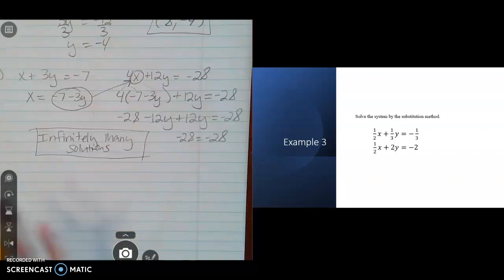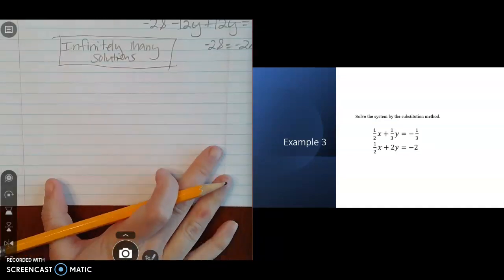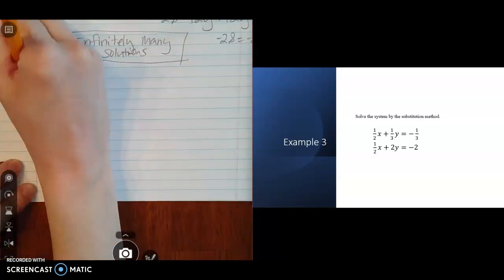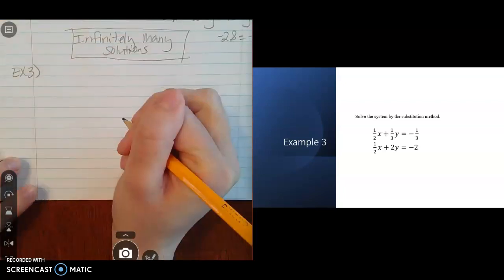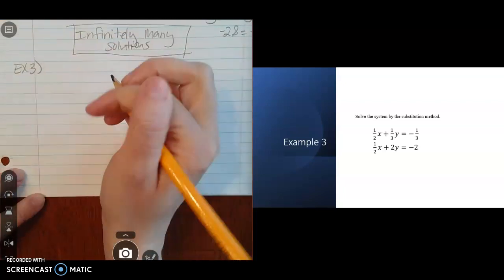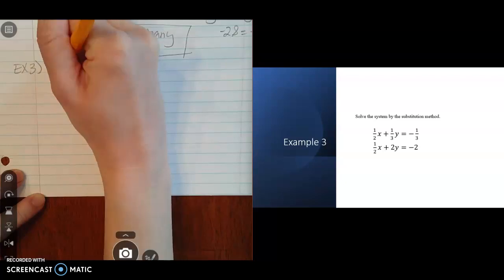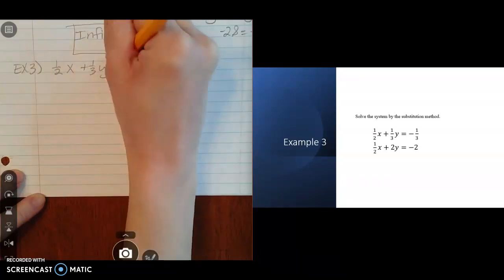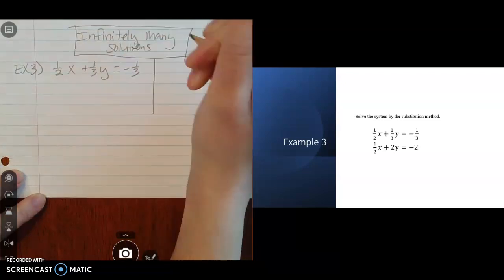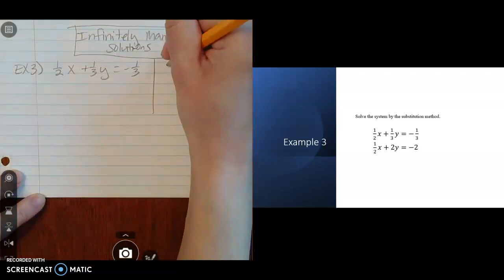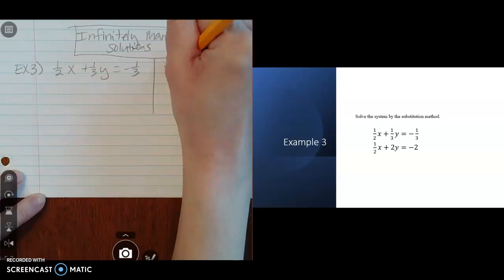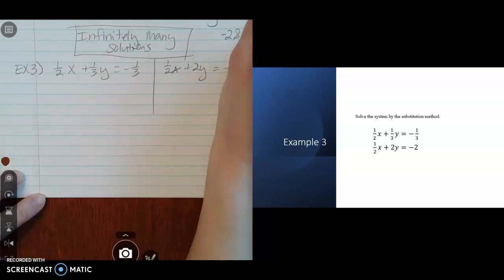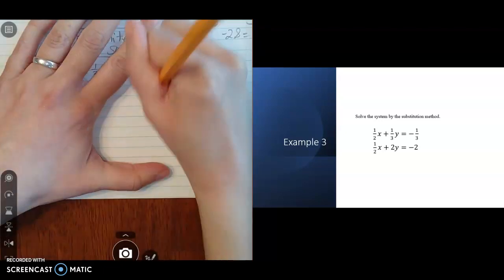All right, let's try one more. In example 3, it has fractions in it, which I know can be a little bit intimidating. And so honestly, the first thing I'm probably going to do is to clear my fractions out so that it looks a little bit nicer. I start out with 1/2 x plus 1/3 y equals -1/3. And then the other equation is 1/2 x plus 2y equals -2. I didn't really need to separate this by a line, did I?